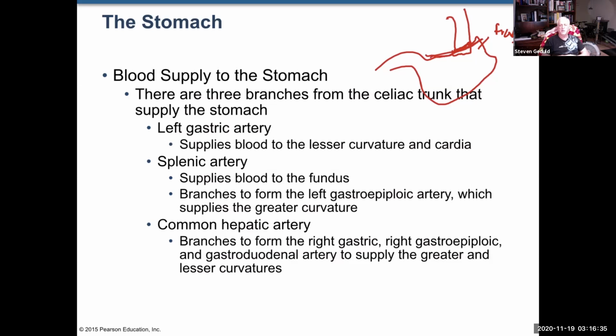The splenic artery, okay, supplies blood to the fundus, the top part of the stomach. It branches there into the left gastroepiploic artery, which supplies the greater curvature. And then you also got the common hepatic artery, which branches to form the right gastric, the right gastroepiploic, and the gastroduodenal artery that supply the greater and lesser curvatures. Stomach has a large blood supply to it.